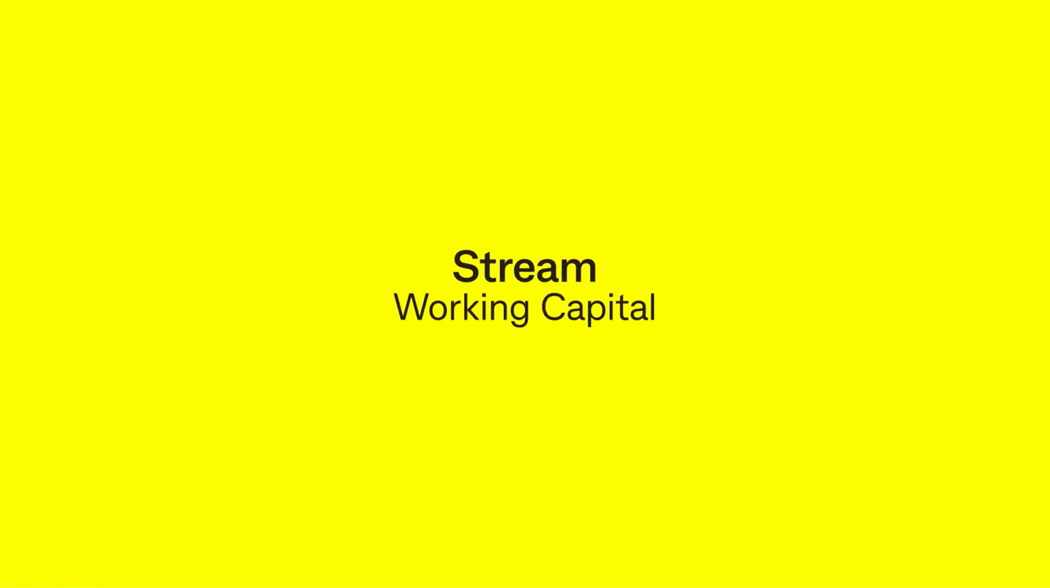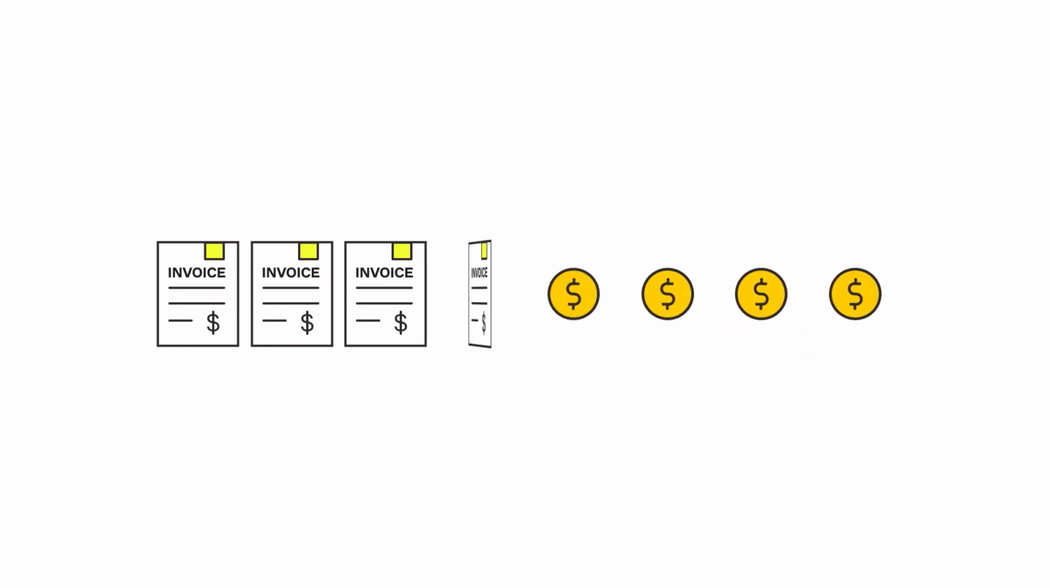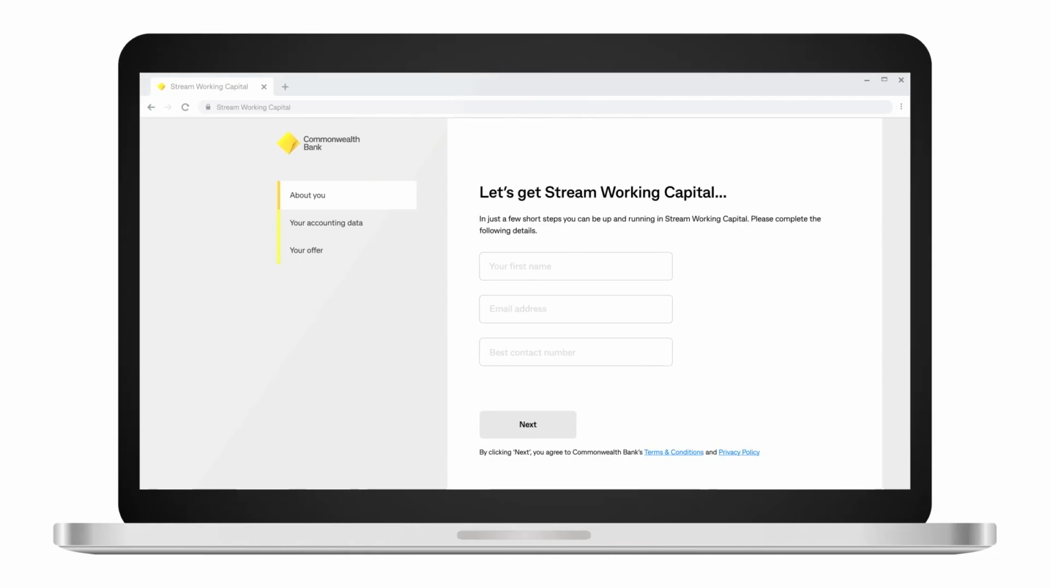Stream Working Capital is an intuitive digital working capital platform that securely links to your cloud accounting software. You can unlock cash tied up in your trade receivables with access to capital secured against your outstanding invoices. With a quick and easy online application process available 24 hours a day, you'll have funding available to you when you need it. Let's get started.